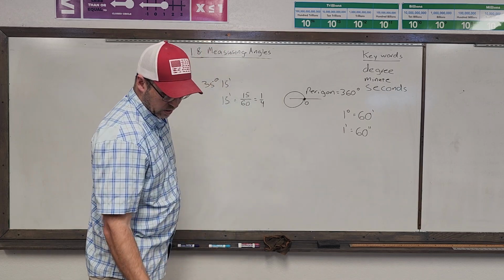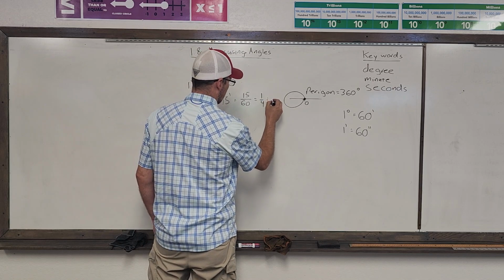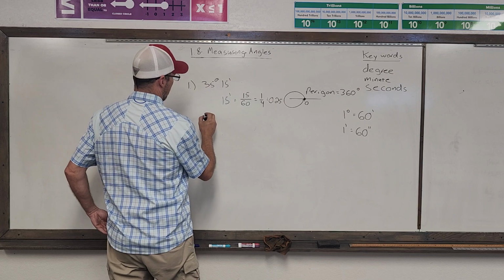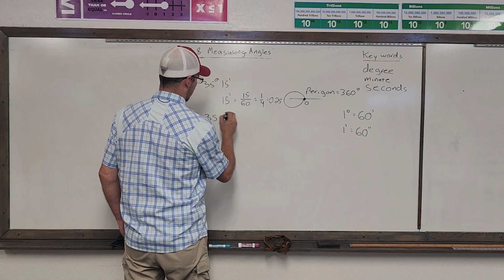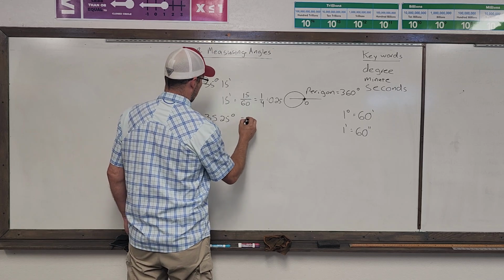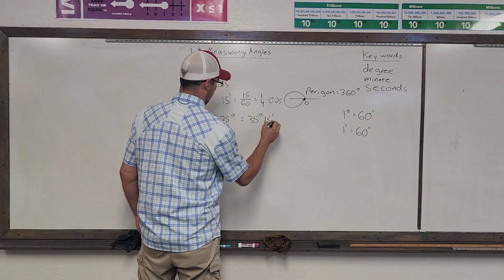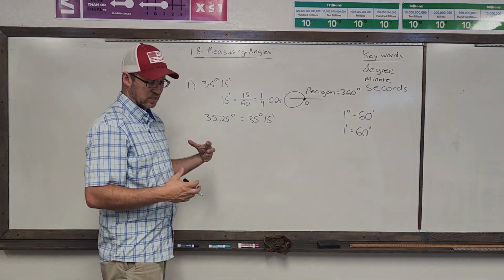So 1/4 is equal to 0.25. So the 15 minutes would become 0.25, giving us 35.25 degrees. All right, so that's equal to 35 degrees and 15 minutes. So when you're converting minutes to degrees, you're just going to put 15 over 60.